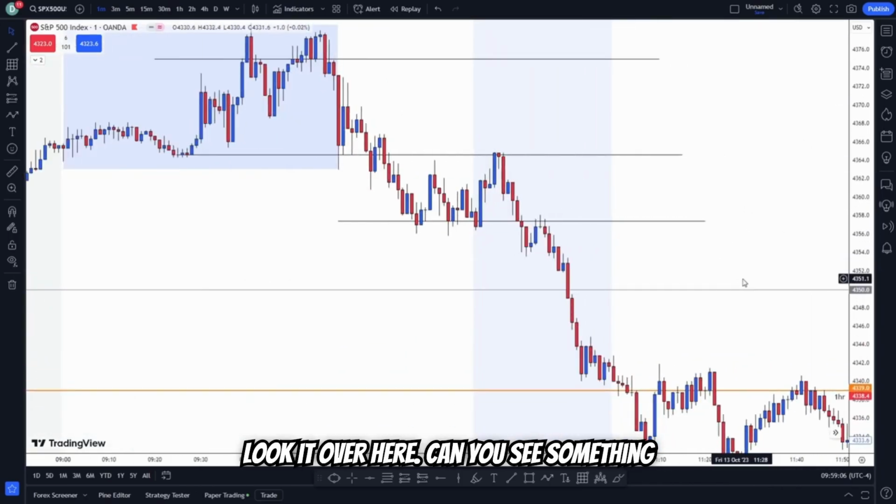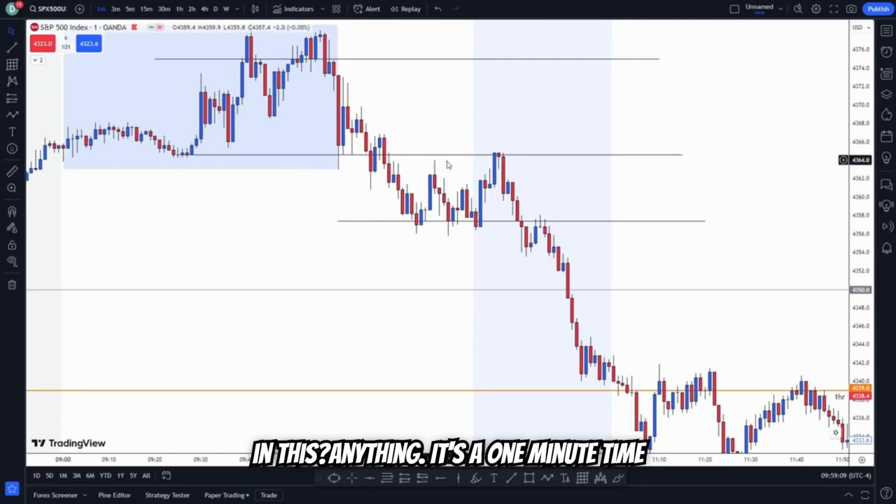Look it over here. Can you see something in this? Anything? It's a 1 minute time frame. Price went up, took this high, the candle's body and this high. It came down, and then it went down, closes below this candle's body over here, and then it gave a retest, and then it went down.